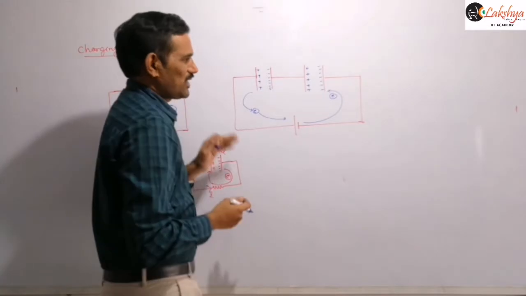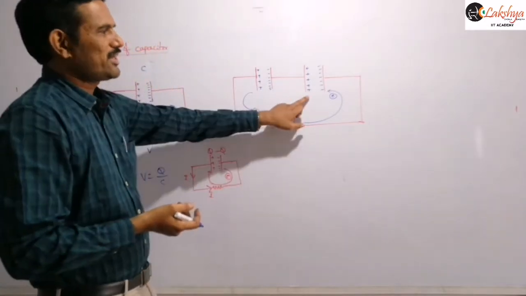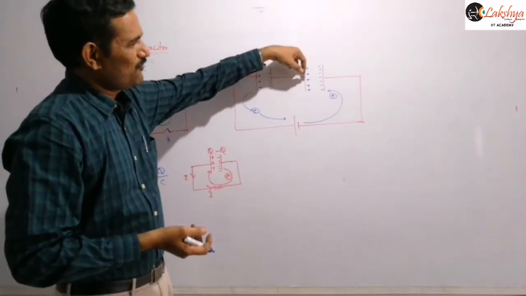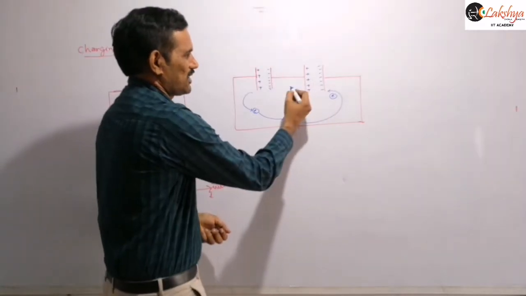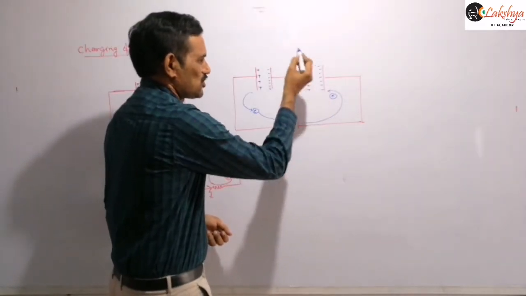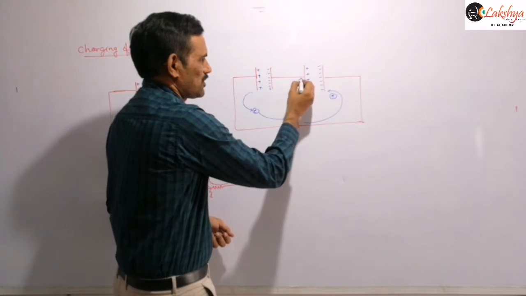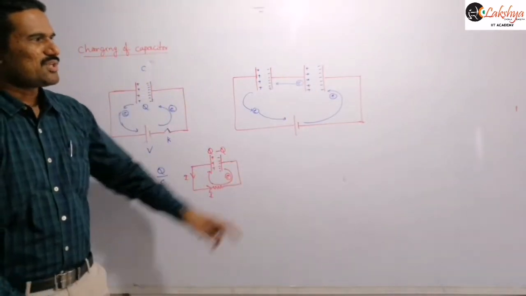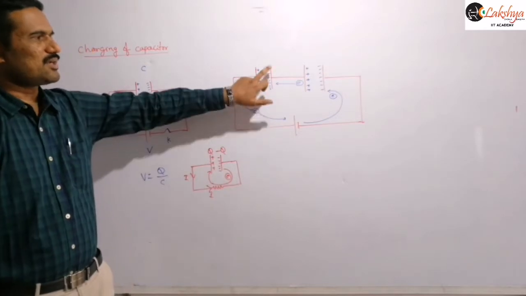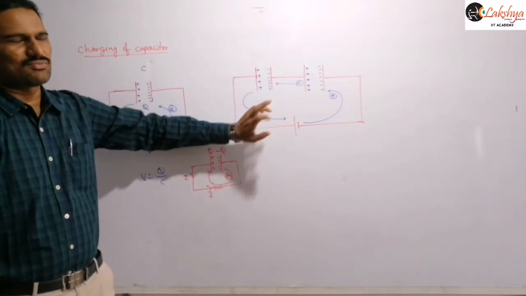So practically, getting positive charge here means electrons will travel from this plate to this plate. Whatever electrons are reaching, they will be stored here. Because of that, the electrons present on this plate will be transferred to this plate, right? And so here a deficiency of electrons will be there and here an excess number of electrons will be there.